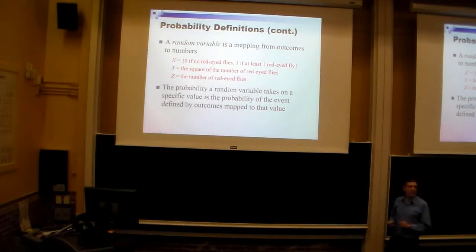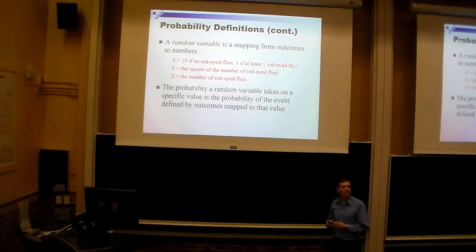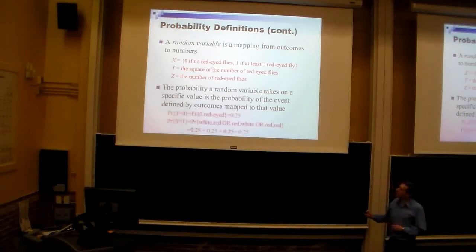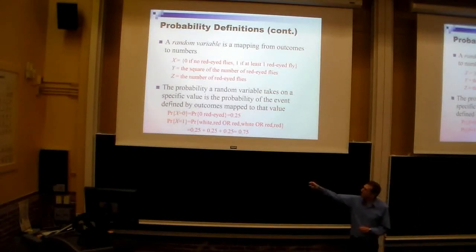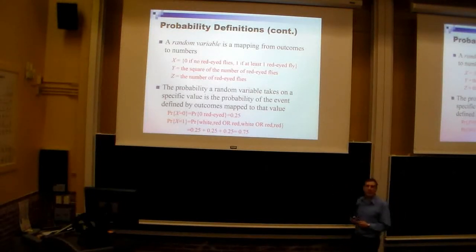And whatever random variable we use, if we've assigned probabilities through a density function to our outcomes, we can assign probabilities to the possible values of our random variable. So, for example, if we take the random variable x, we can say the probability x is 0 is equal to the probability of the set of events that correspond to x equals 0. There's one such event, it has probability 0.25. So we can say the probability x is 0 is 0.25.